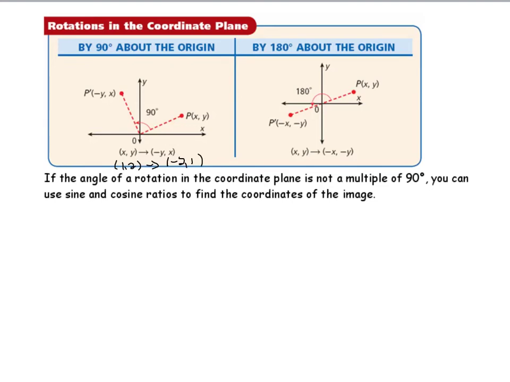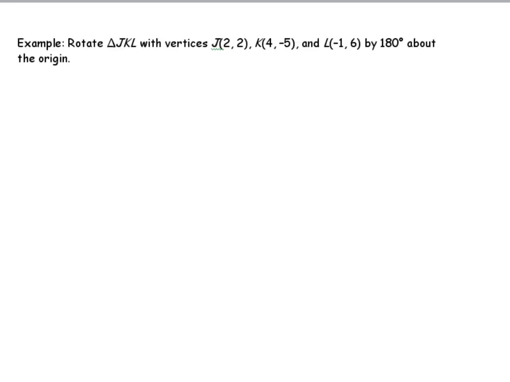If you rotate 180 degrees around the origin, all you're going to do is change the signs. You're going from one side to the other. So if I start at (1, 2), I'm ending up at (-1, -2). Okay? If the angle of rotation in a coordinate plane is not a multiple of 90 degrees, you can simply use the sine-cosine ratios to find the coordinates of the image.